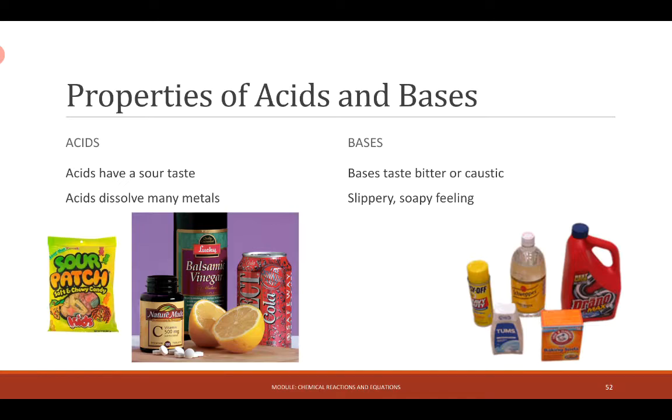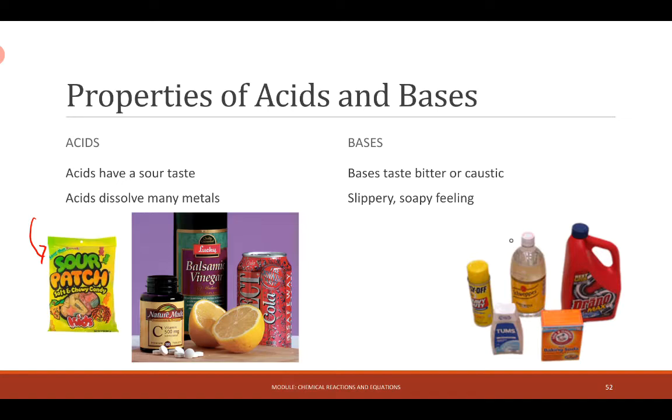Some common properties of acids include that acids have a sour taste. So citric acid is used to create that sour flavoring on candy. Citric acid is also found in citrus fruit, and phosphoric acid and ascorbic acid and acetic acid. All of these are acids.